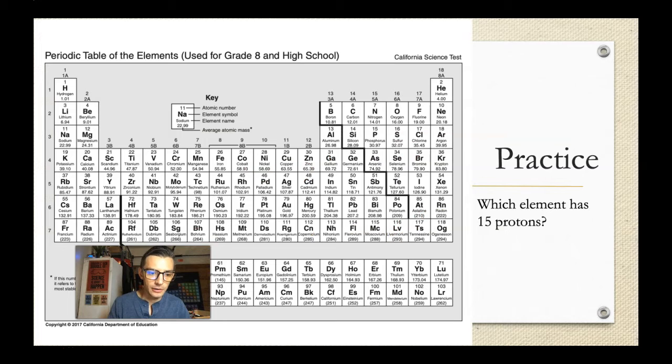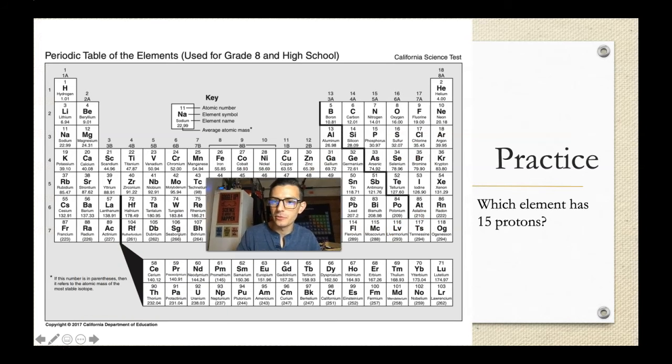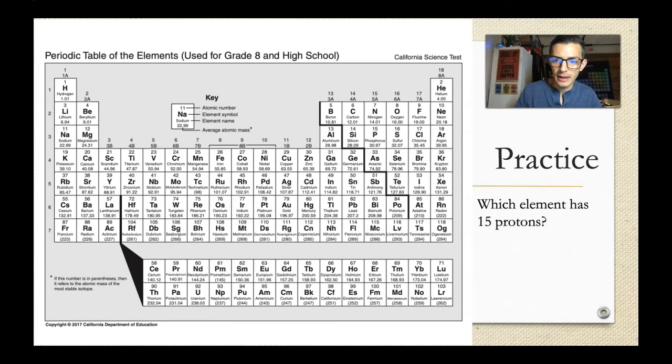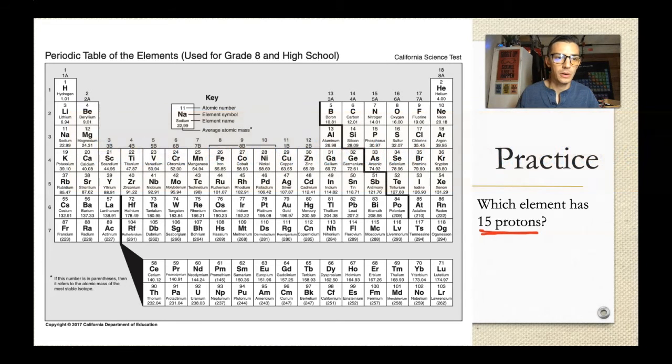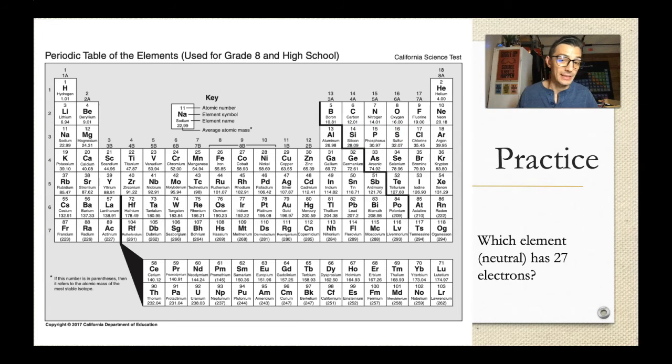Okay, a little bit harder. Let me move myself over here. Now, which element has 15 protons? Let's see if we can get this one. Well, I don't know exactly where 15 is, but let's see. Here's 12. I'll go over 13, 14, 15. Phosphorus. P.